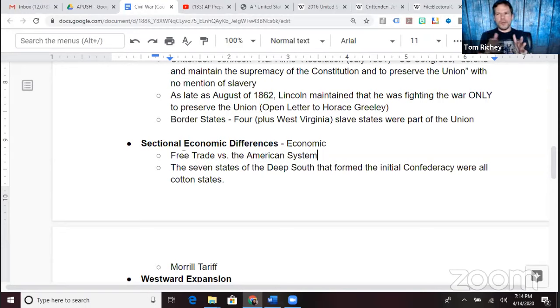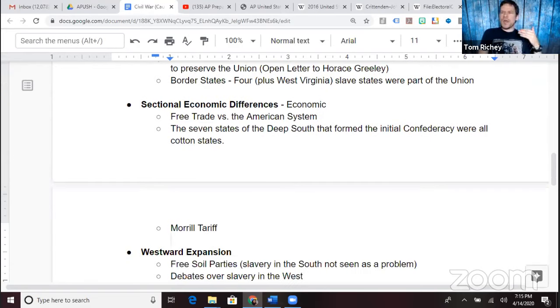Remember the American system: national bank, internal improvements, protective tariff. So when we're looking at free trade versus the American system, the seven states of the Deep South were all cotton states. Now, note here that during the antebellum period, you had this constant fighting over the tariff.